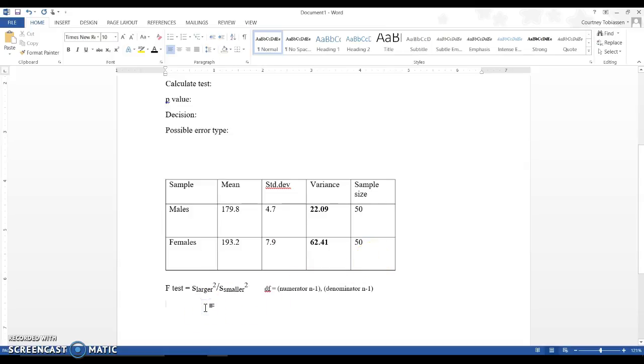So our first decision is the F test. So we're going to take the variance of the larger group, so just whichever one is larger, we're going to put that on top, and we're going to divide by the smaller variance. In this case, we're going to take 62.41 divided by 22.09, and our F test is 2.82. So we now need to see, is this significant?